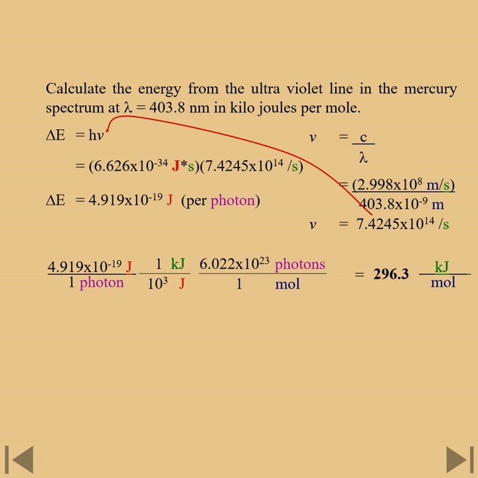And when I come up with the answer of 296.3 kilojoules per mole, yes, that does make sense. The range of hundreds of kilojoules matches the wavelengths of hundreds of nanometers. And note, shorter wavelengths would correlate to higher energies, because shorter wavelengths correlate to higher frequencies, which correlate to higher energies.